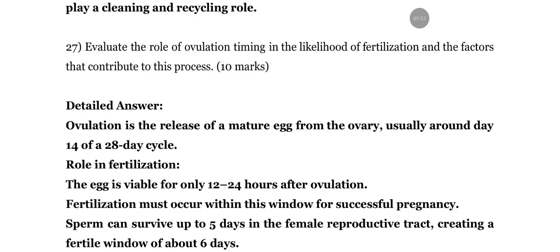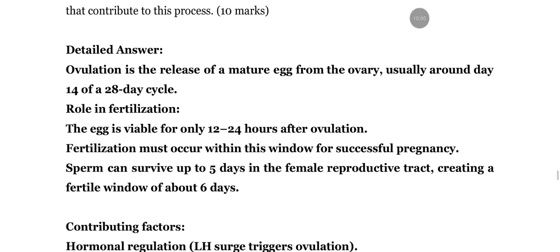Number 27 was about evolution. Evaluate the role of ovulation timing in the likelihood of fertilization and the factors that contribute to this process. So this detail answers it: ovulation is the release of a mature egg from the ovary, usually around day 14 of a 28-day cycle, and its role in fertilization.